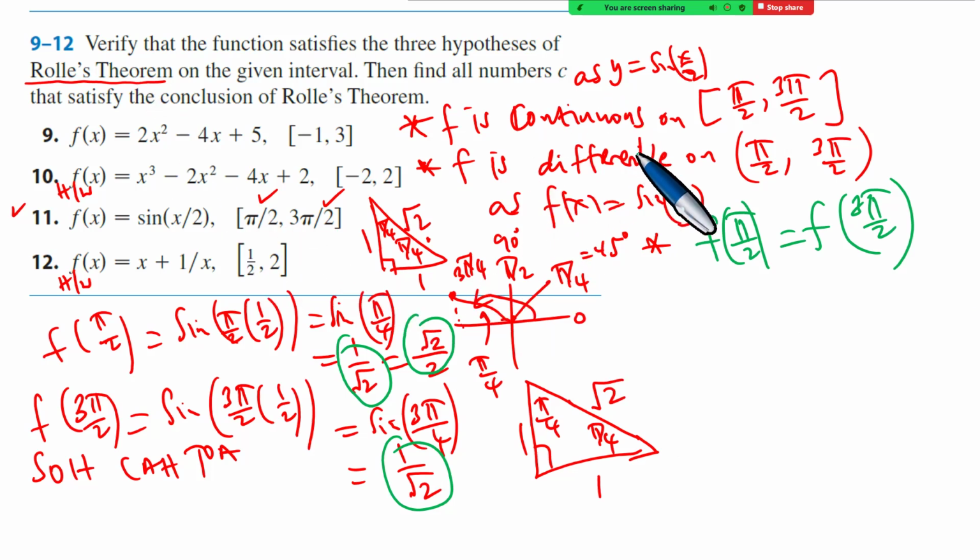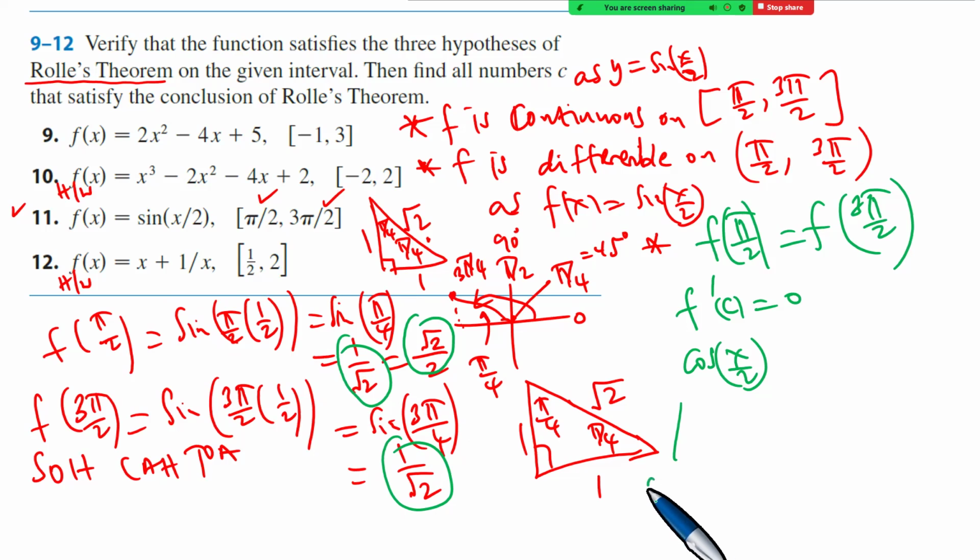Continuity, differentiability, the equality. So Rolle's theorem says that if these three conditions hold true, we can find c such that f prime of c equals 0. So we find the derivative of the sine. We have to spend a bit more time on the trigonometric functions, the derivatives, and so on. The derivative of the sine becomes the cosine of x over 2.